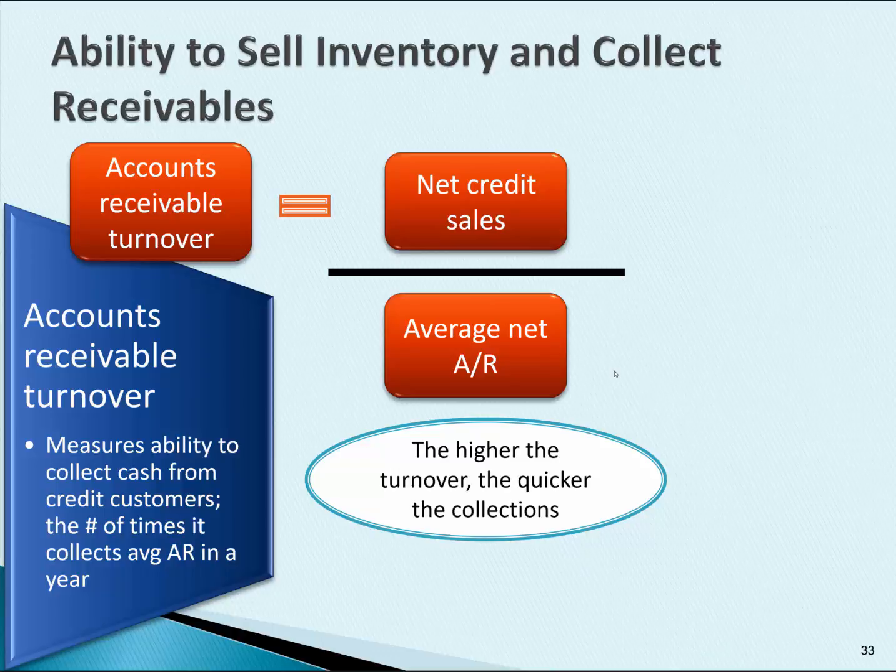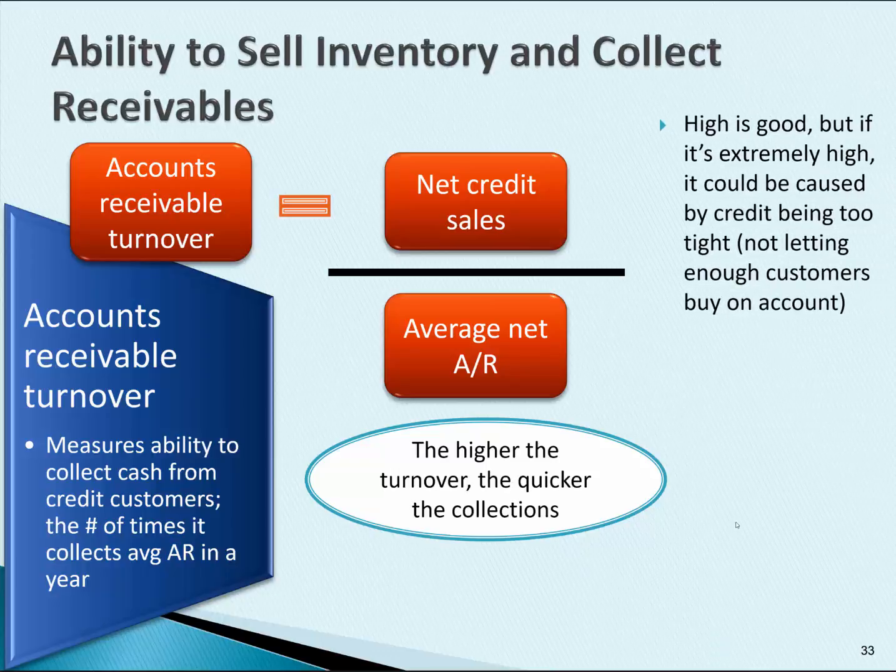So the higher the turnover, the quicker the company is collecting its AR. So you want a high number. But if it's extremely high, it might be because the company's credit is just too tight. So they're just not letting enough people buy on credit. And if credit is too tight, that means you're missing out on sales.